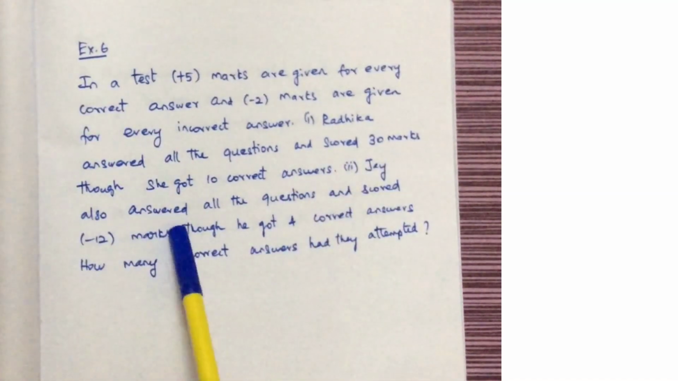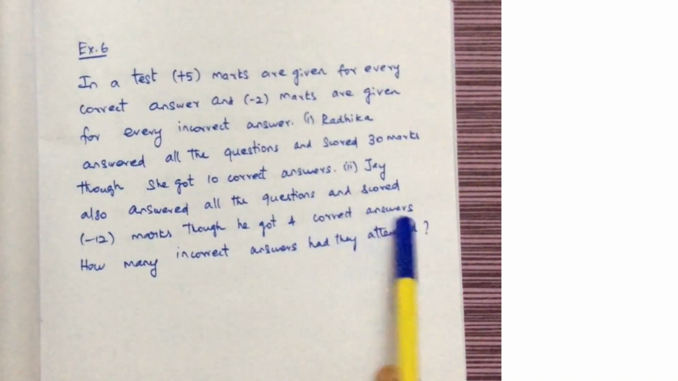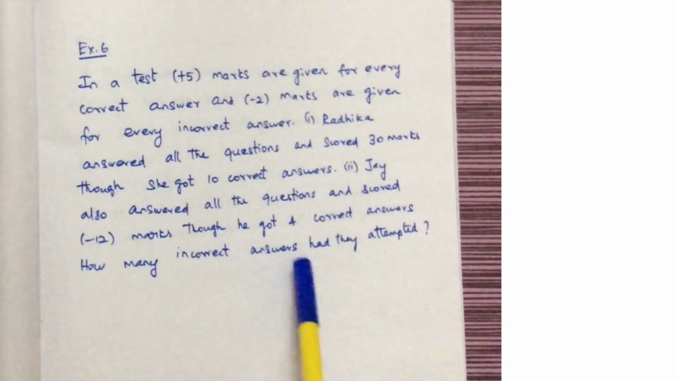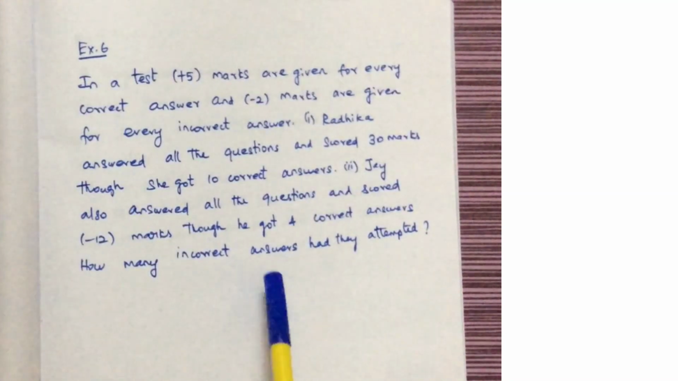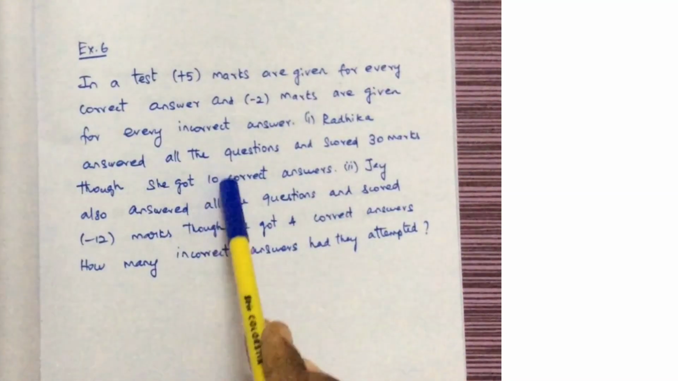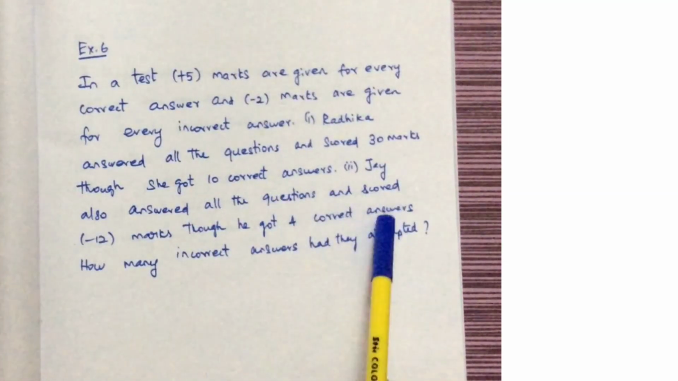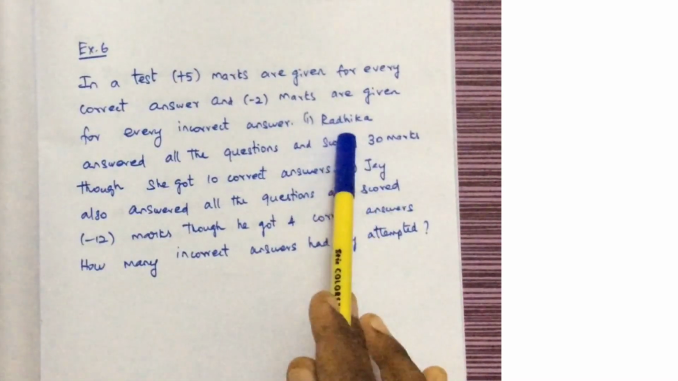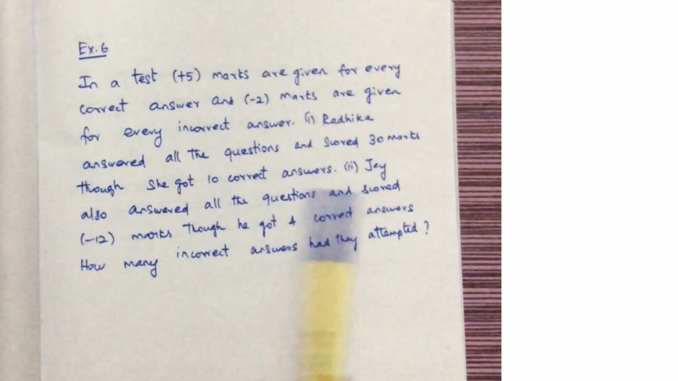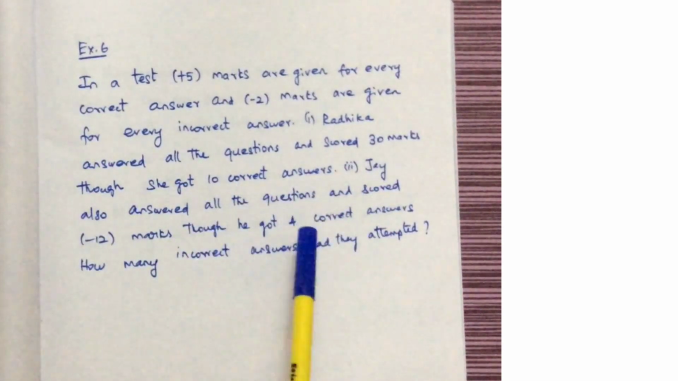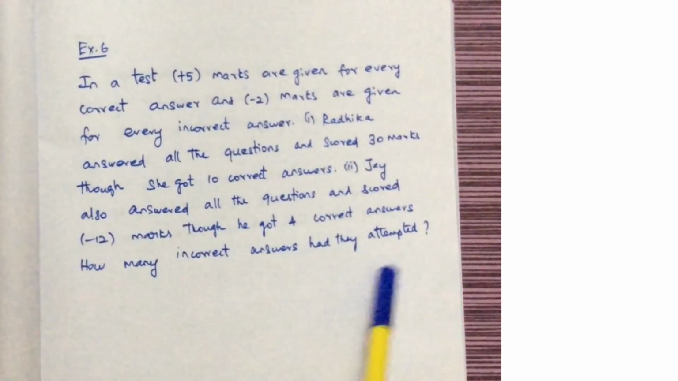Jay also answered all the questions and scored minus 12 marks, though she got 4 correct answers. How many incorrect answers had they attempted? The question asks to find the number of incorrect answers. In a question paper there are some questions, but they didn't mention the total number of questions. Radhika got 10 correct answers, and the remaining questions she did wrong.